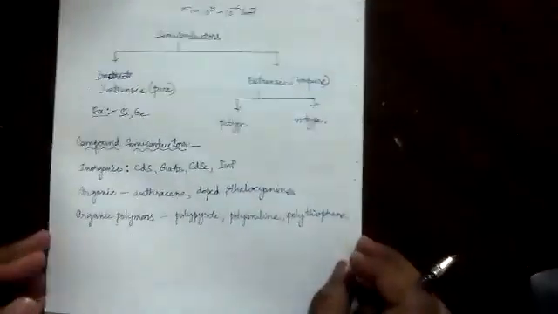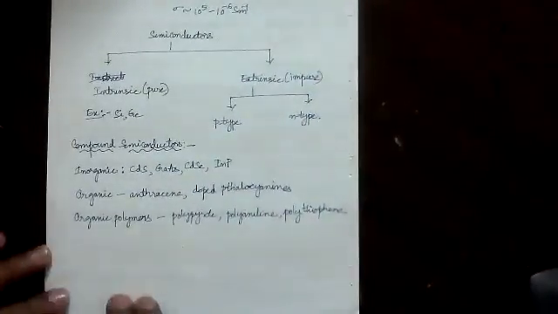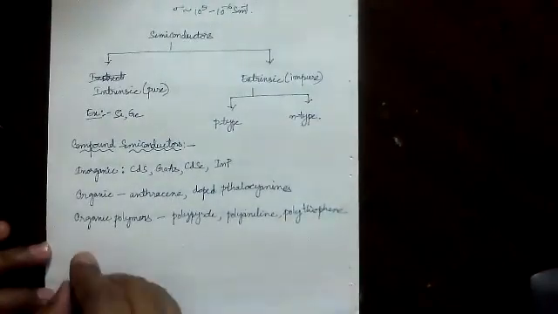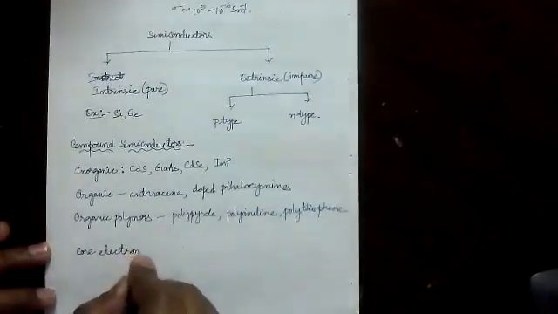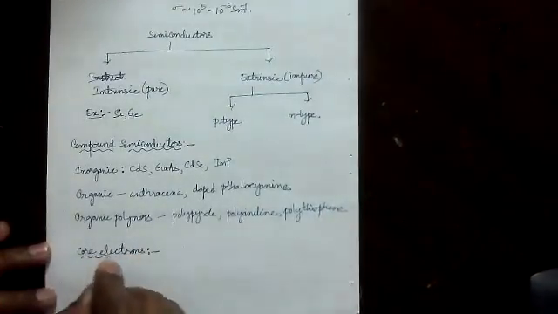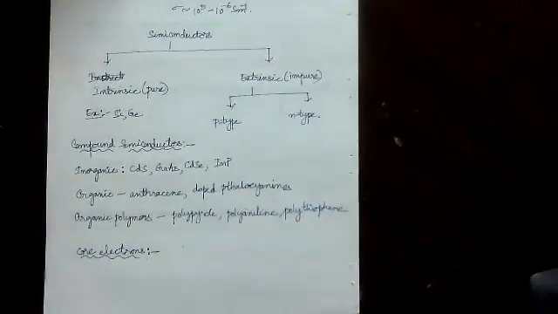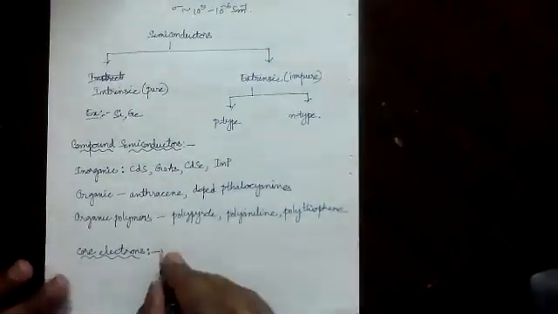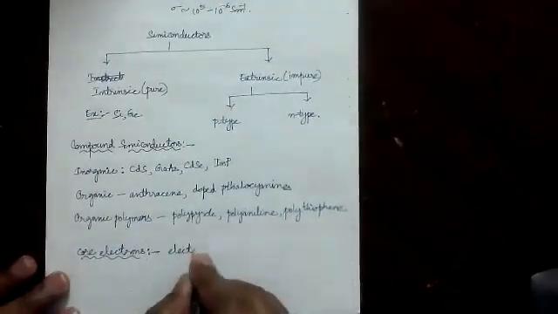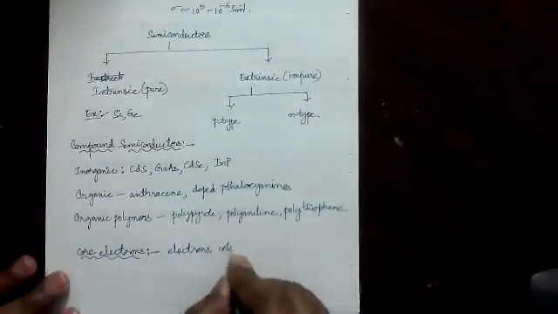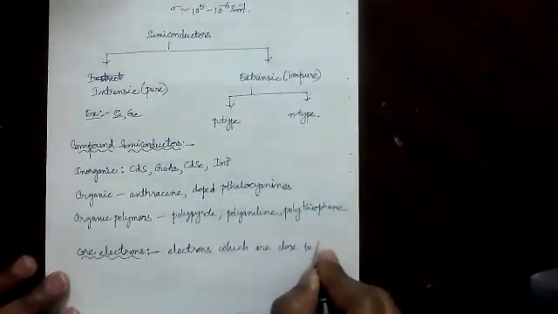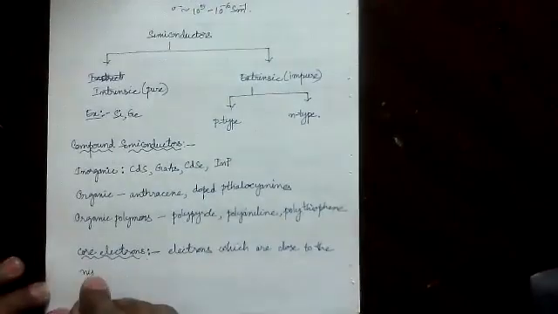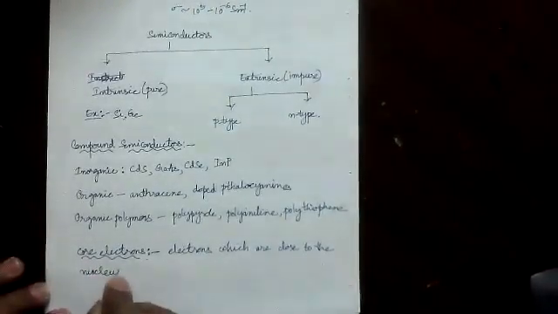Now next one. We'll start with the core electrons. What are core electrons? There are no derivations, my dear. You can just sit and enjoy. Okay, just tell me what is a core electron? Core electrons are electrons which are close to the nucleus.